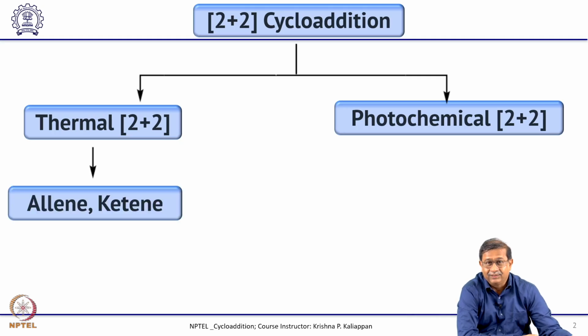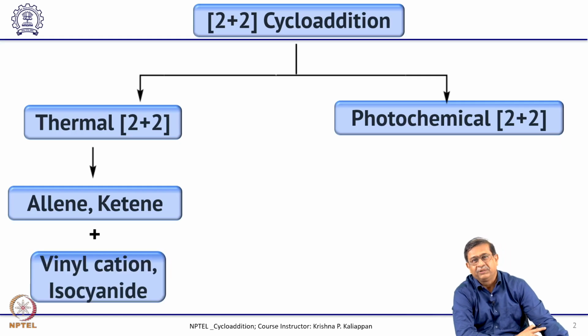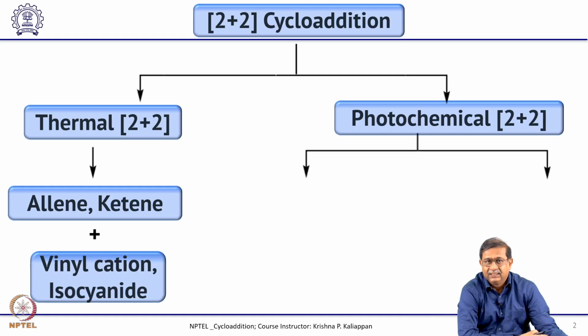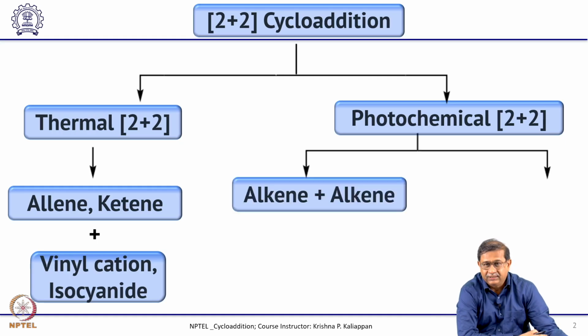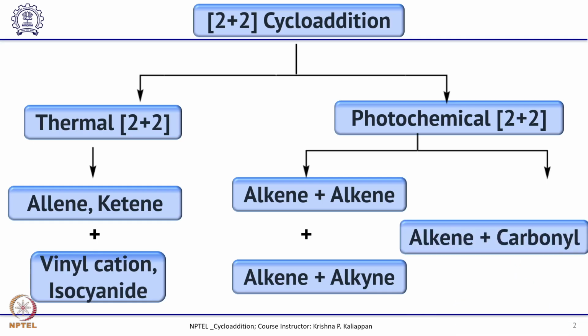Only select alkenes can undergo this thermal 2+2 cycloaddition, like allenes, ketenes, vinyl cations and isocyanides. So these are commonly used 2-pi components in thermal 2+2 cycloaddition reactions. In photochemical conditions, one can use 2 alkenes which can undergo 2+2 cycloaddition reaction, and you can also take 1 alkene and 1 alkyne to get cyclobutene, and the third option is one of them is an alkene component, the other one is a carbonyl component.